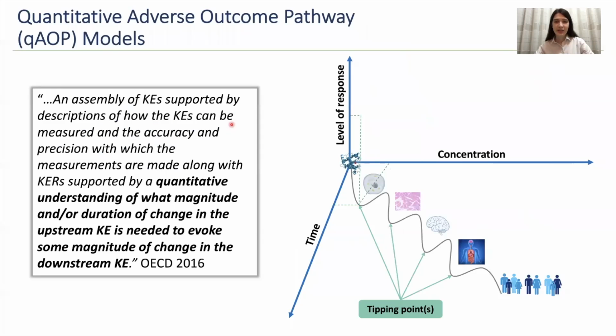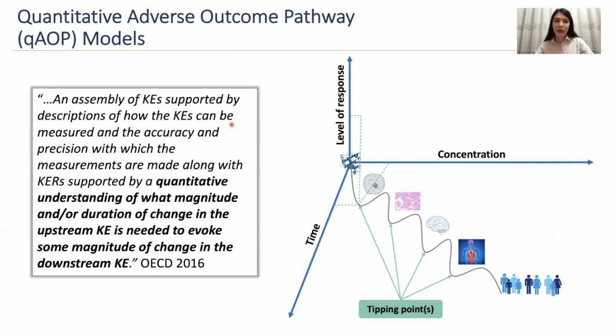I'll start this presentation by explaining what a QAOP model represents, especially as there is no regulatory guideline to help with the development and evaluation of such models. Luckily, there is an OECD guideline on the integrated approaches to testing and assessment, abbreviated as IATA, that describes a QAOP model as a quantitative understanding of what magnitude of change is required in the upstream key event to evoke a magnitude of change in the downstream key event.